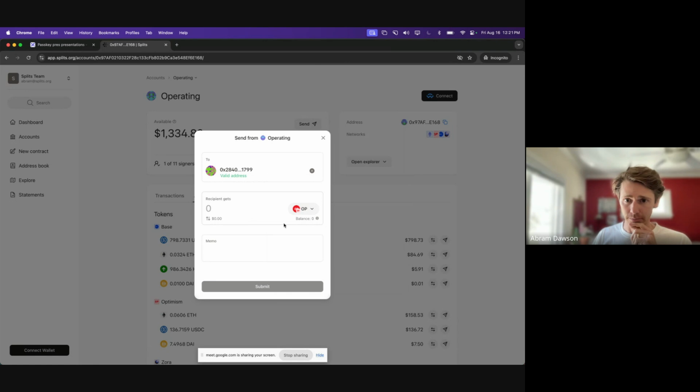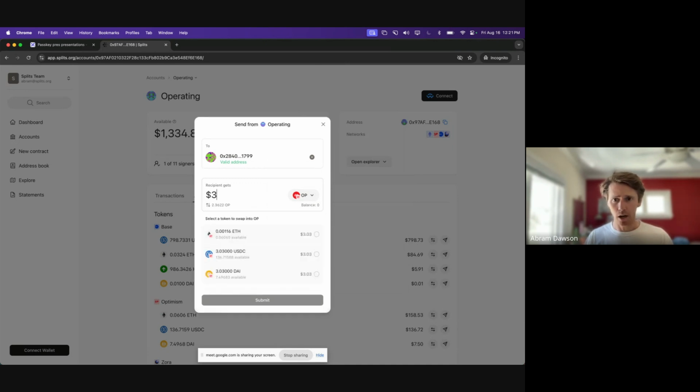So I'm going to send some OP tokens to this account. I have no OP tokens, but let's just say I want to send them $3 worth of OP. Now we're going to say, okay, what token that you do have do you want to swap into OP? And this is the type of experience that we can build with smart accounts, because you can combine and compress all these transactions and just require one signature. So let's put a little bit. We'll do ETH. Hit submit.